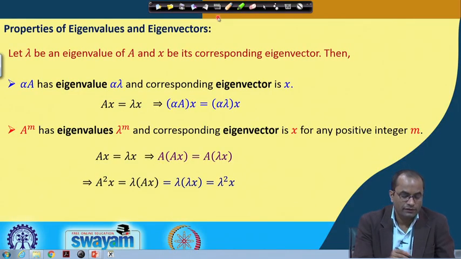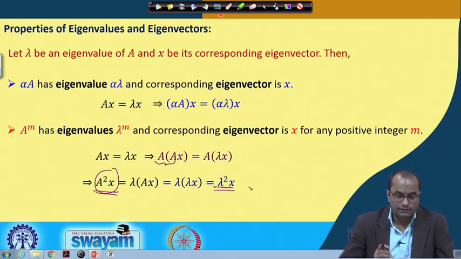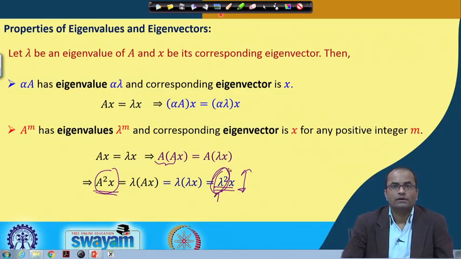So, what relation do we have now? A square x, which was the multiplication of A with A, is equal to lambda square x, which tells that the matrix A square has the eigenvalue lambda square, where lambda was the eigenvalue of A. With this relation we can easily get the eigenvalues of A square or A cube or A power any integer m, because the power will just go to the eigenvalue and the eigenvector will remain the same as the eigenvector of lambda for matrix A.